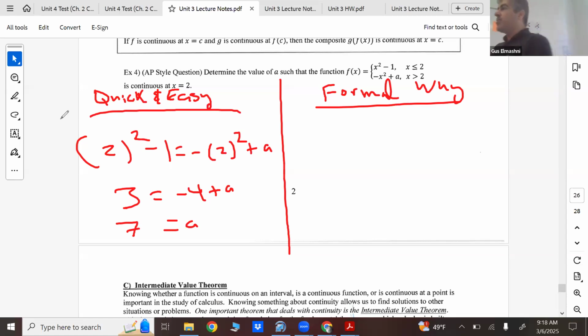If this were a multiple choice question, I would encourage you to do it this way, because they don't look at your work. Multiple choice, go for it. Give me the answer. Formally, here's what you've got to do. You have to go through all the steps of continuity, or all the conditions.